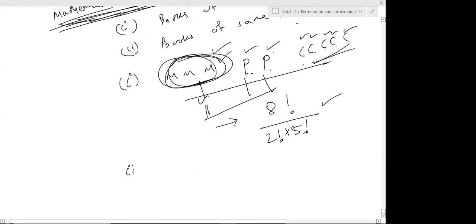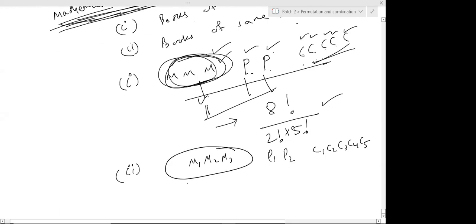In the second part, M1, M2, M3, P1, P2, C1, C2, C3, C4, C5. Again, we have to keep them together, so I made a bundle of them. Now this 1, and 2, 3, and 5 of these. So 8 units again you need to arrange. So 8 factorial. Now there is no division because all the books are different. But these mathematics books can also be arranged in the bundle itself, so 3 factorial for them. This will be the answer to the second part.